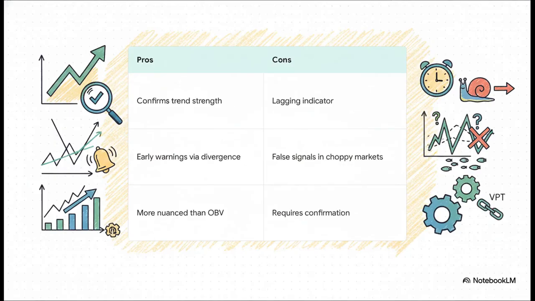So let's just sum it up. The VPT is fantastic for confirming trends, and those divergence signals can be incredibly powerful early warnings. But it's not perfect. It's what's called a lagging indicator, meaning it's based on past data, so it can be a little slow to react sometimes. And in those really messy, choppy markets where prices are just going sideways, it can definitely give you some false signals. And that's exactly why it has to be just one tool in a complete toolkit.